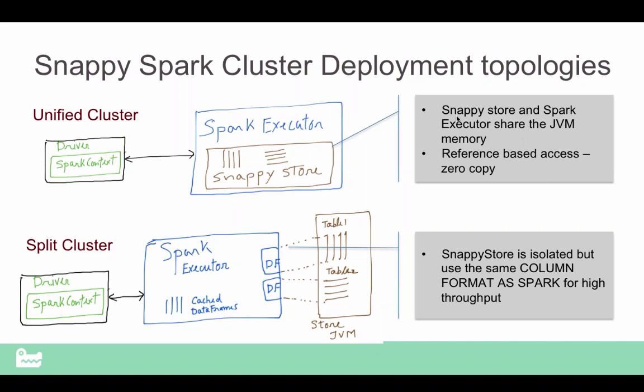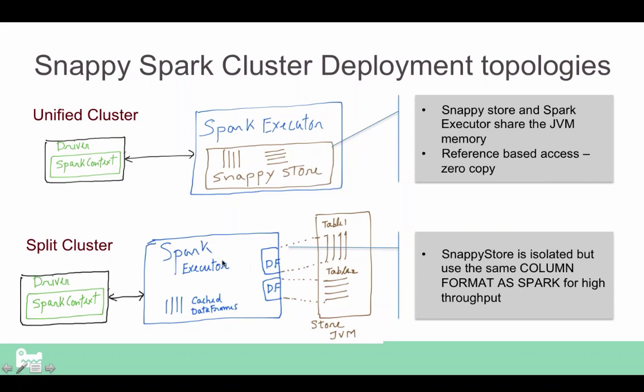If you're using the data store, which is sort of the second option, the split cluster mode, we again expose our tables as if they're just data frames. This is no different than any other connector that you might see in the market for other data stores, right? Cassandra would do something similar, right? You can essentially look at a Cassandra table as an RDD of a strong type or as a data frame.